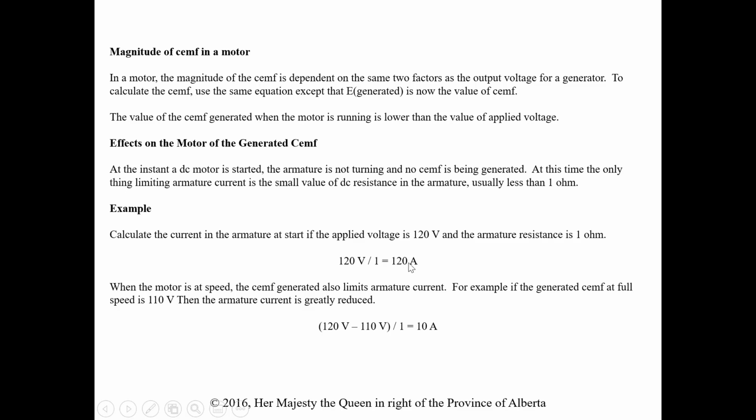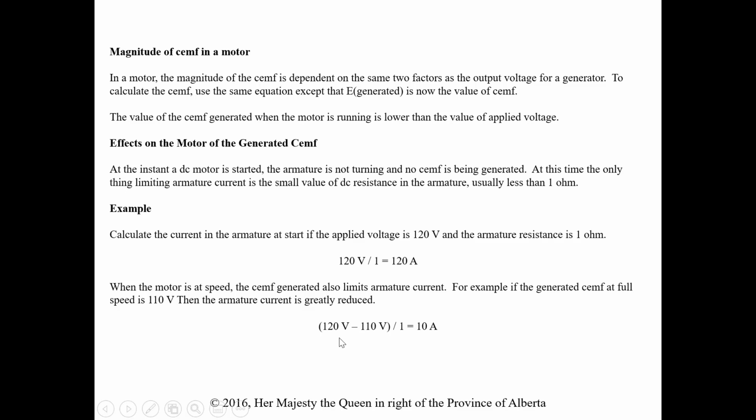Okay, so 120 amps. As opposed to when we start to spin and we have CEMF generated, now we have a value of CEMF that's basically going to counter the applied voltage, and the resultant is what we're going to use to determine the current flowing through the armature.